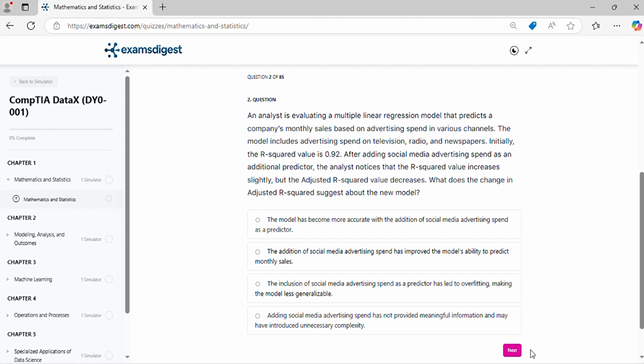After adding social media advertising spend as an additional predictor, the analyst notices that the R-squared value increases slightly, but the adjusted R-squared value decreases. What does the change in adjusted R-squared suggest about the new model?